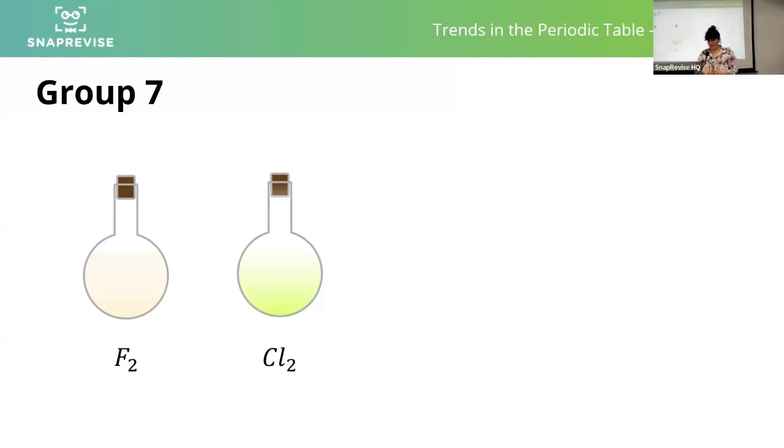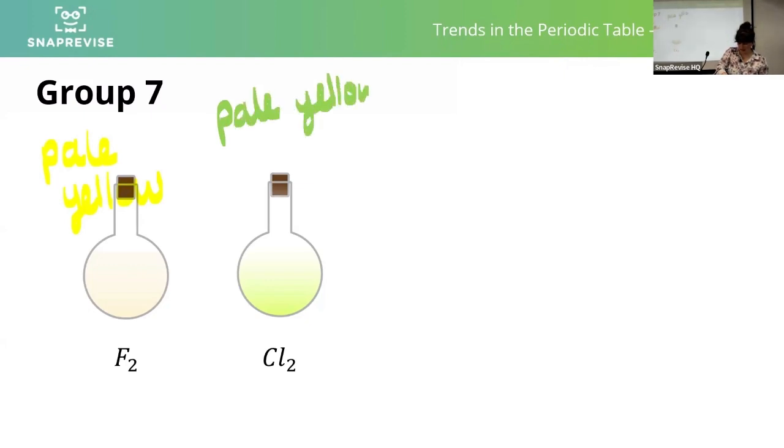Fluorine is a pale yellow gas. Okay, actually, I'm going to try and do them coloured. If you can't read it, I'll do my best. Oh no, that's not very easy to read at all. Let's try a bit better. Fluorine is a pale yellow gas. Chlorine is a pale yellow-green gas.